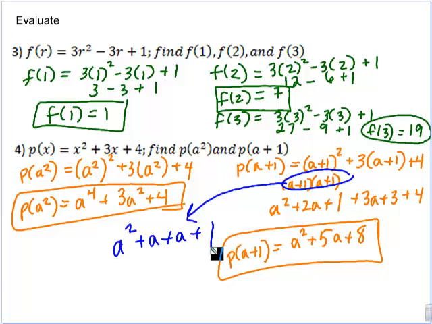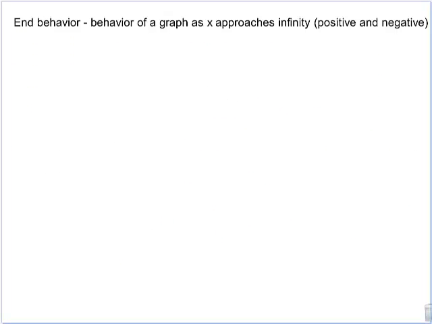So now we're going to get into looking at these graphs and a little bit newer stuff. So we're going to talk about end behavior.